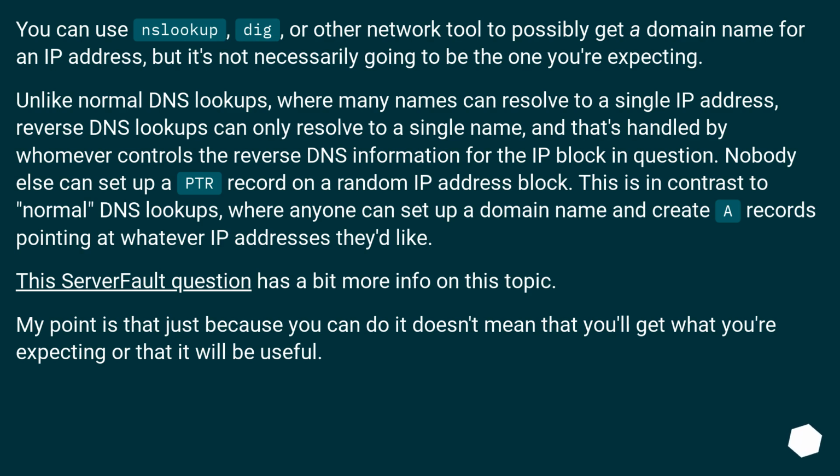Nobody else can set up a PTR record on a random IP address block. This is in contrast to normal DNS lookups, where anyone can set up a domain name and create A records pointing at whatever IP addresses they'd like. This Server Fault question has a bit more info on this topic. My point is that just because you can do it doesn't mean that you'll get what you're expecting or that it will be useful.